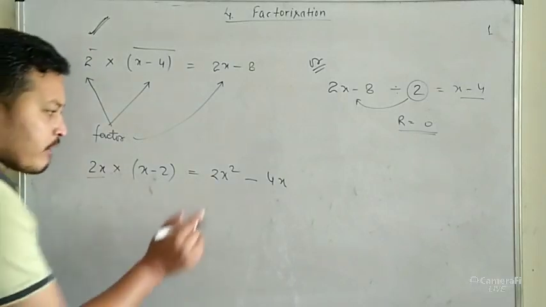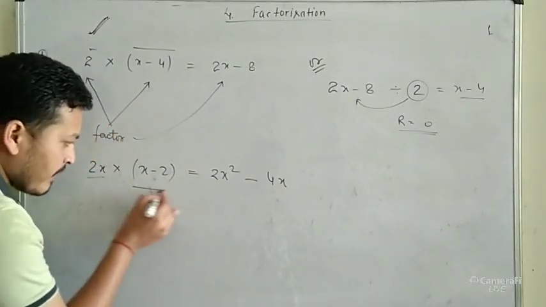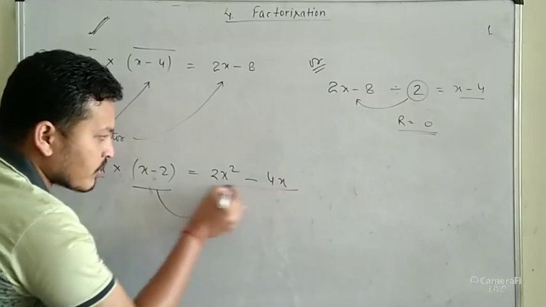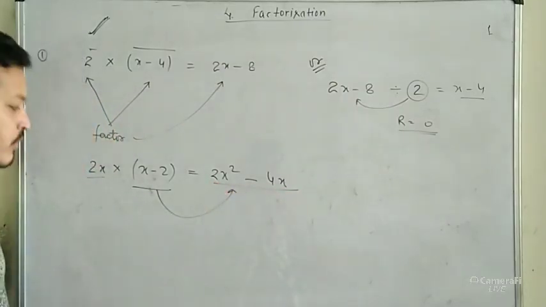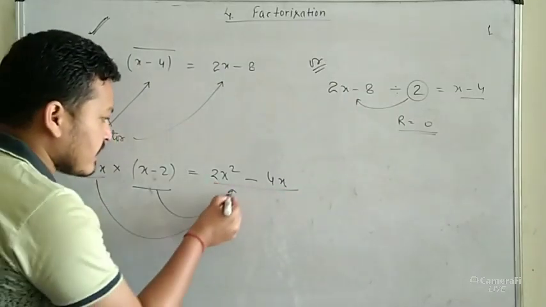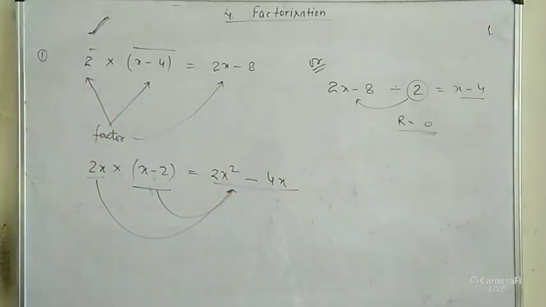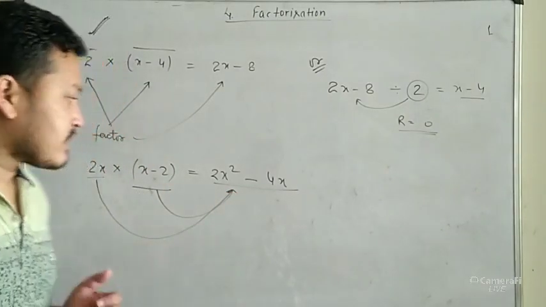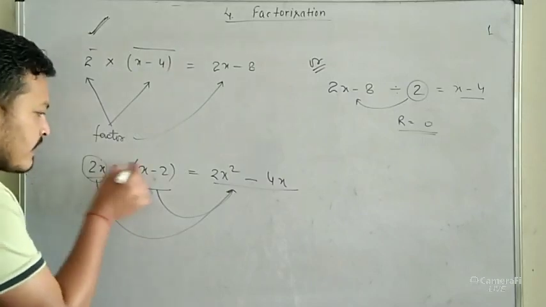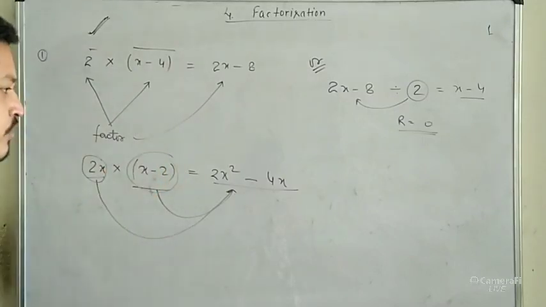Same here, we can say that x minus 2 is a factor of 2x square minus 4x. Same here, 2x is a factor of 2x square minus 4x. So these are the two factors: x minus 2 and 2x.